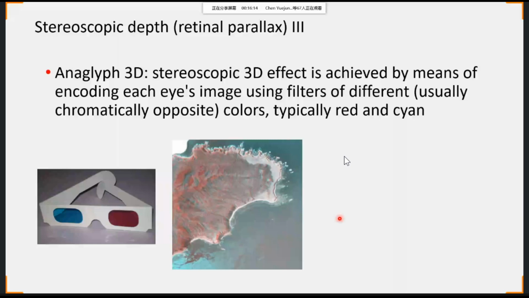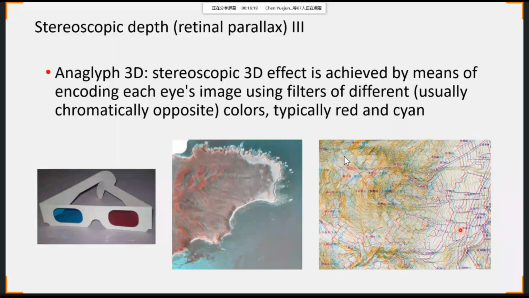And you can even do this with maps. So you can take a topographic map, and then you can just slightly separate. That means you move or you create a small distance between the two, and then you need, of course, the two colors, and then you can create a three-dimensional impression.